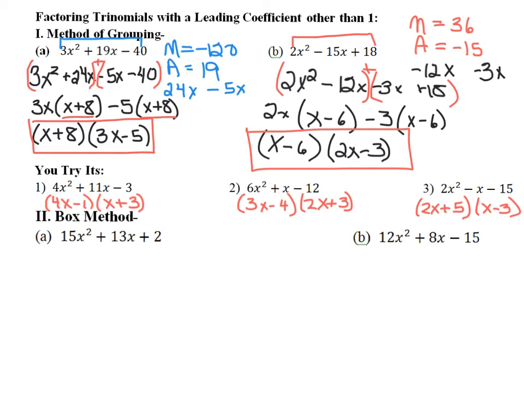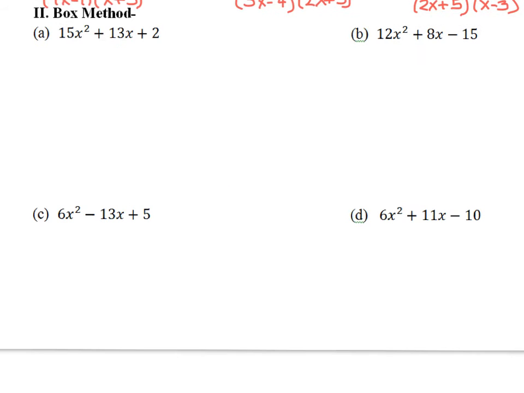Now I'm going to introduce you to a second way of factoring these trinomials. So if the grouping method was difficult for you, give this method a try. In either case, I want you to give this method a try as well. The second method is called the box method. We were introduced to the box method when we did the grouping in the last lesson. So we're going to use the grouping again, or the box method, to do grouping.